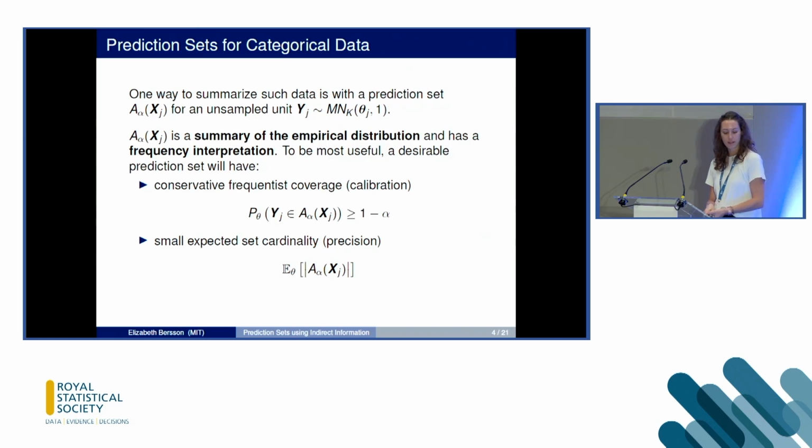And to be most useful, we say a desirable prediction set will have conservative frequentist coverage, or be calibrated. So the probability that an unsampled bird is in our prediction set is greater than or equal to 1 minus alpha. And again, ideally, a prediction set will have a small expected set cardinality, or be precise. So this prediction set, A alpha, when we're constructing it in a given county using the eBird data, will be some collection of the species observed in the sample. And ideally, that collection won't be too large.